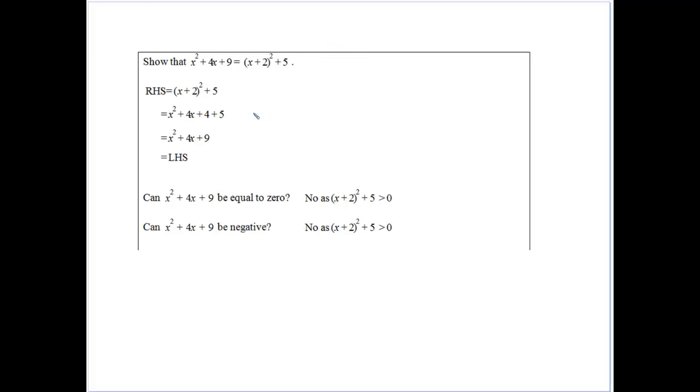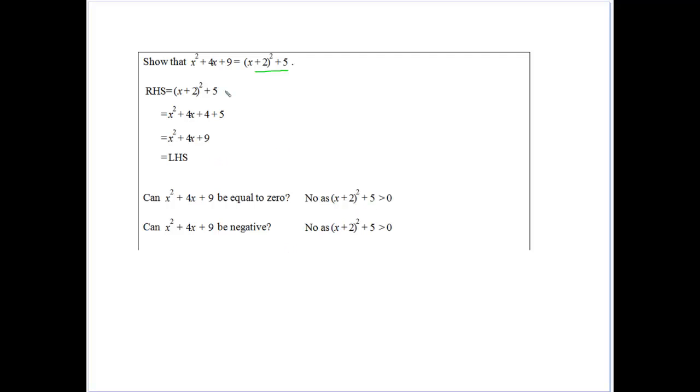By manipulating this one, if we're still playing with this equation, x squared plus 4x plus 9, can we show that it's equal to this expression? Well, let's take that expression and expand it out. So x plus 2 all squared gives us x squared plus 4x plus 4, plus the 5 gives us what we wanted on our left hand side. So when we look at that, can x squared plus 4x plus 9 ever be equal to 0?